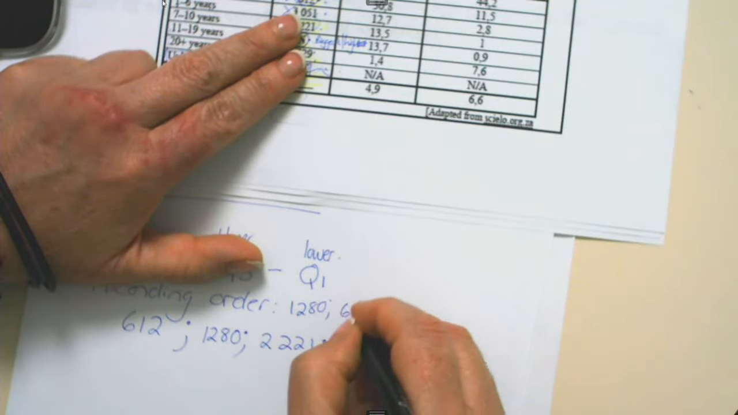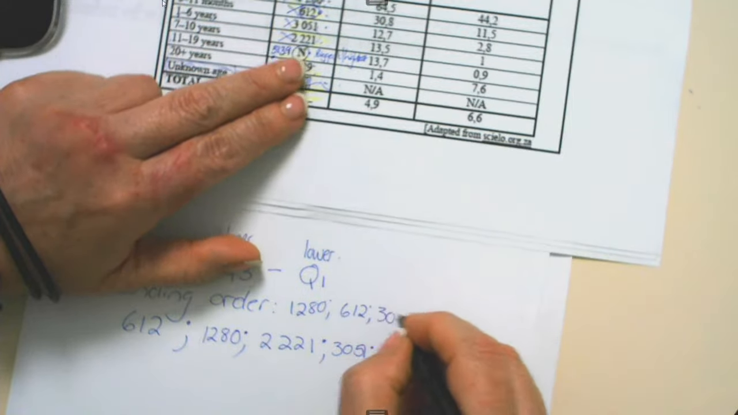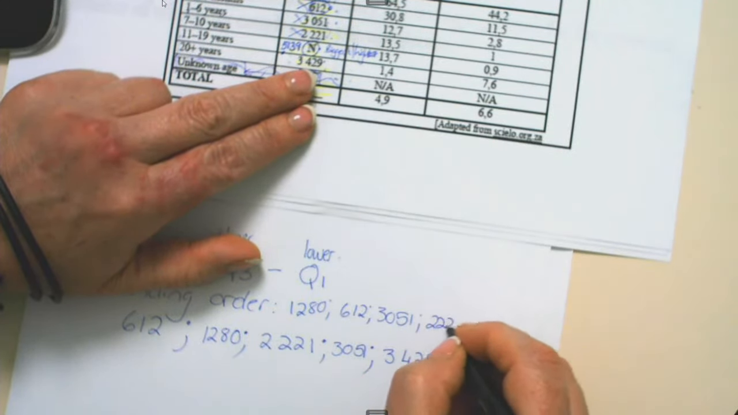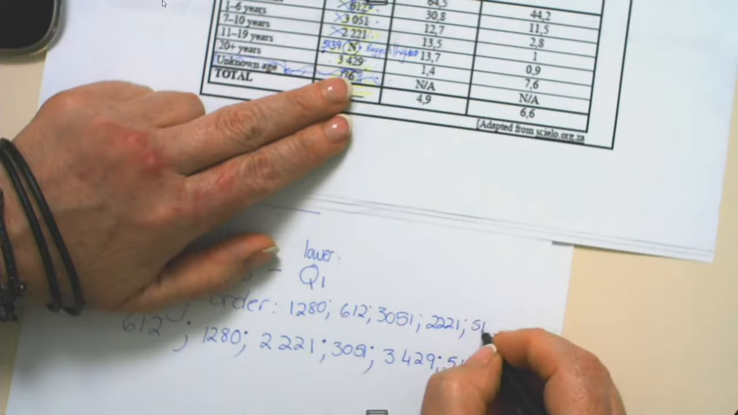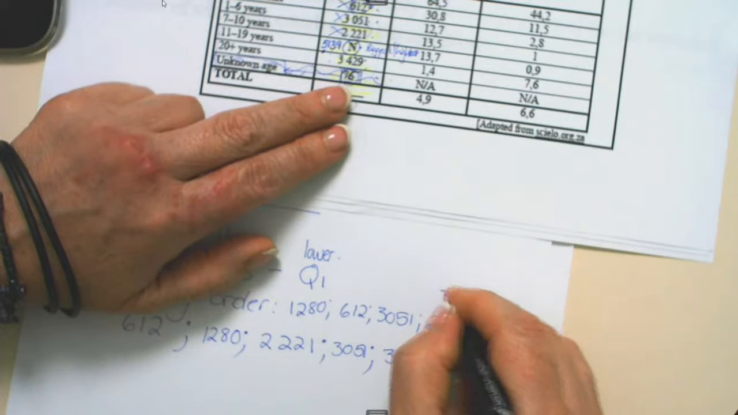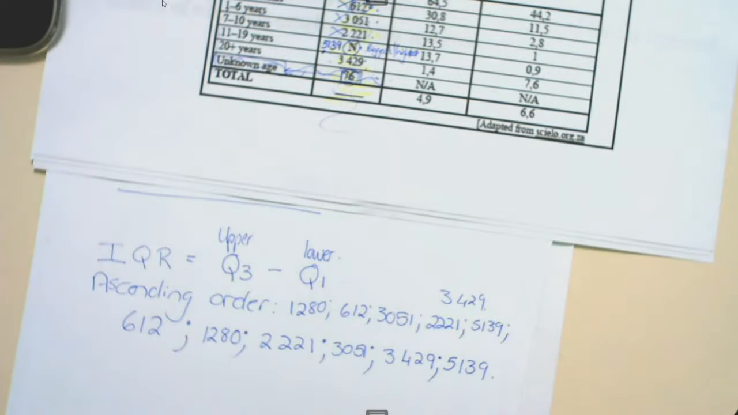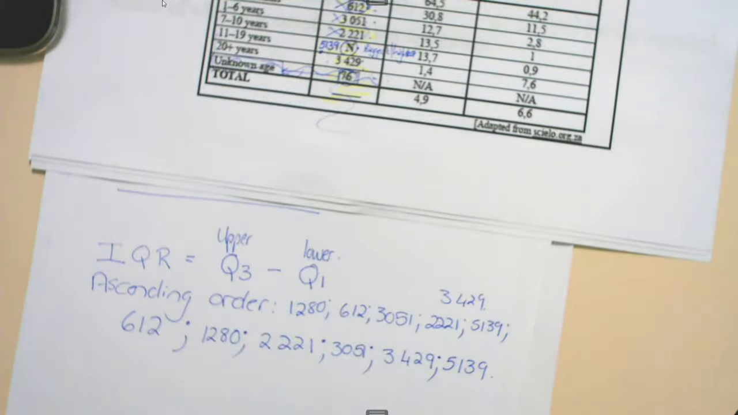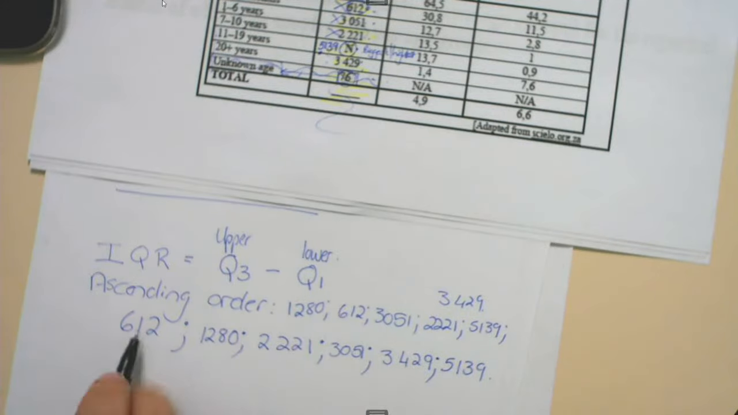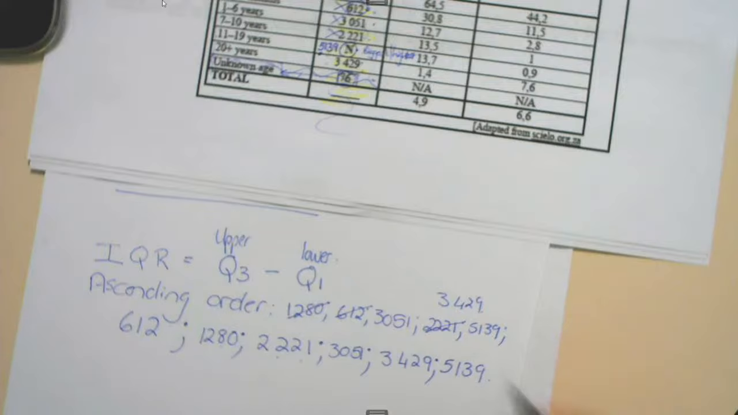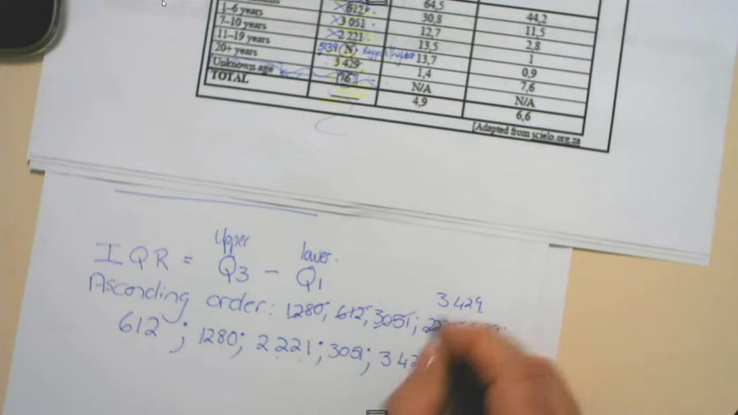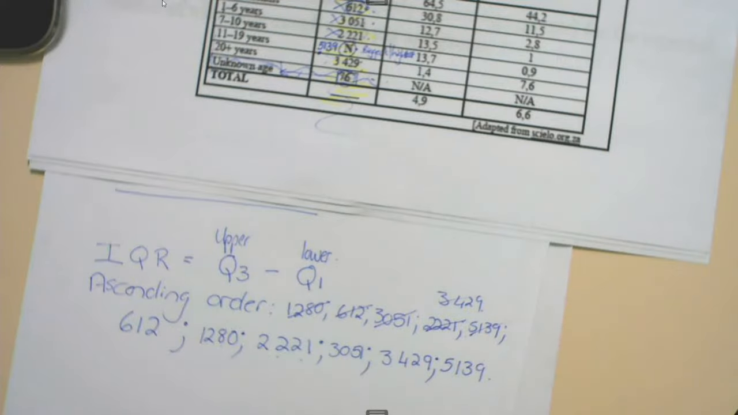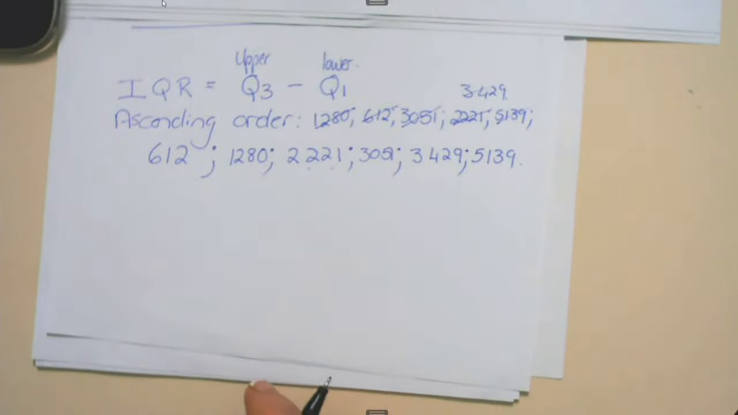1280, 612, 3051, 2221. Just write them down first so that if you are going to work with them further, you have them already in front of you. Sometimes it's difficult to work between a column and some numbers. So when you start arranging, you can say, okay, 612 is the smallest. The next one will be 1280. The next one will be 2221, 3051, 3429, and 5139. There you see all the numbers.